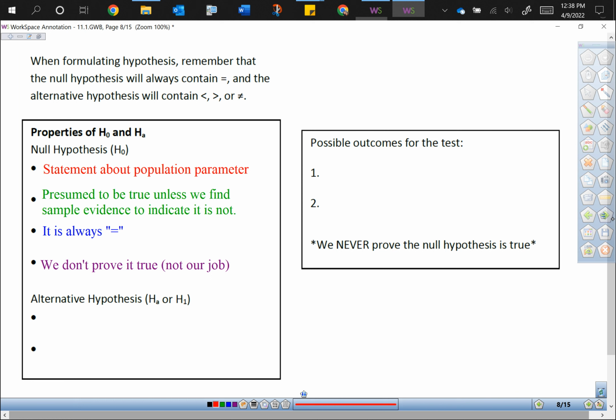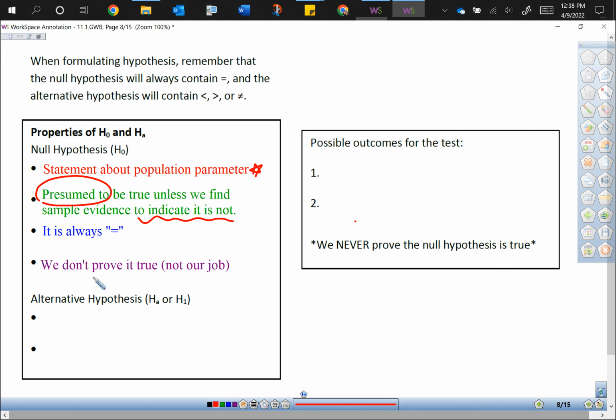And then finally, it's not our job to prove the null hypothesis true. And this is what really confuses some people, because in science, when you create a hypothesis, your job is to prove that it's true or prove that it's not. That's not our job when it comes to hypothesis testing in statistics. We know that it's a statement about the population parameter, and it is presumed to be true already.